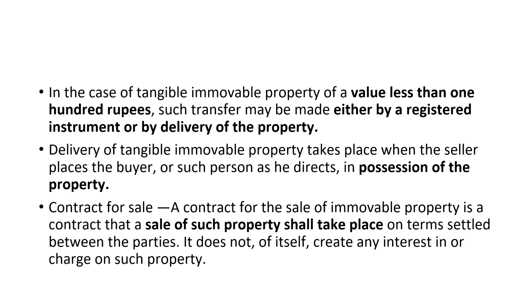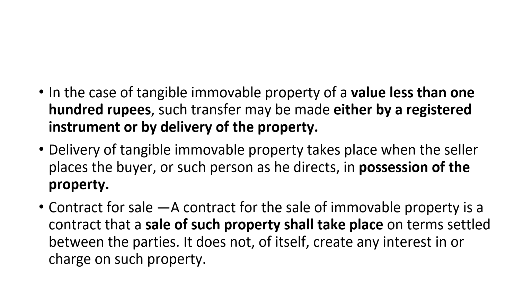Delivery of tangible immovable property takes place when the seller places the buyer, or such person as he directs, in possession of the property. That means this is how delivery happens in case of tangible immovable property.